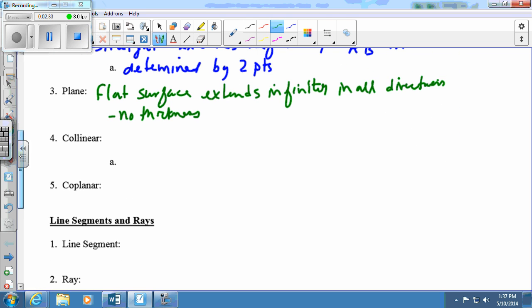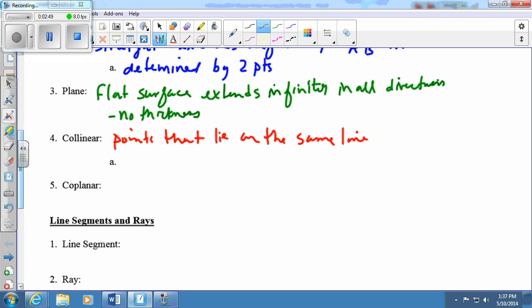Collinear. Well, the word linear is in there. And the code just says that points that lie on the same line. For example, these 3 points are collinear. These 3 points are what we call non-collinear.